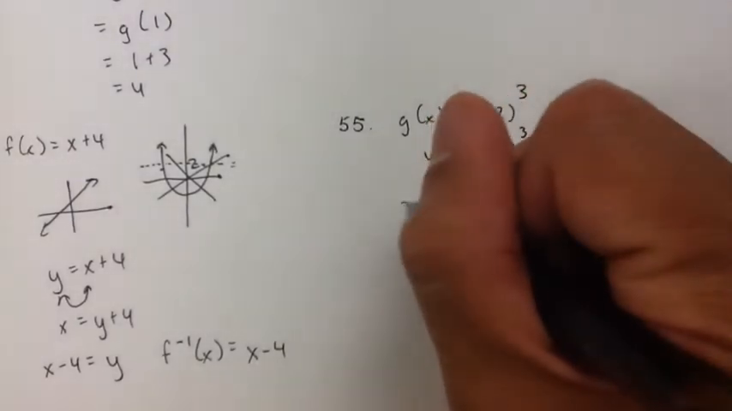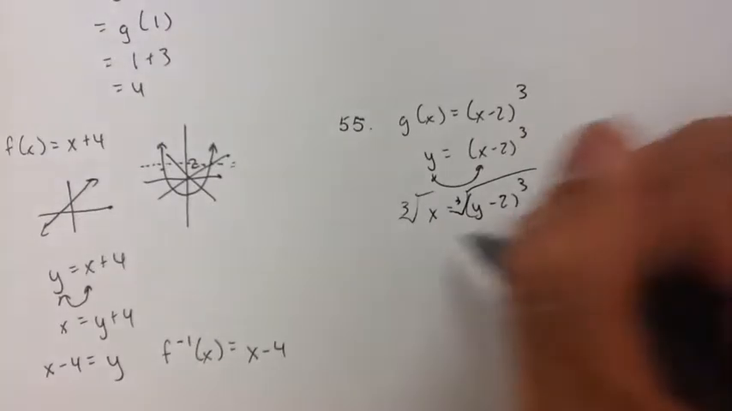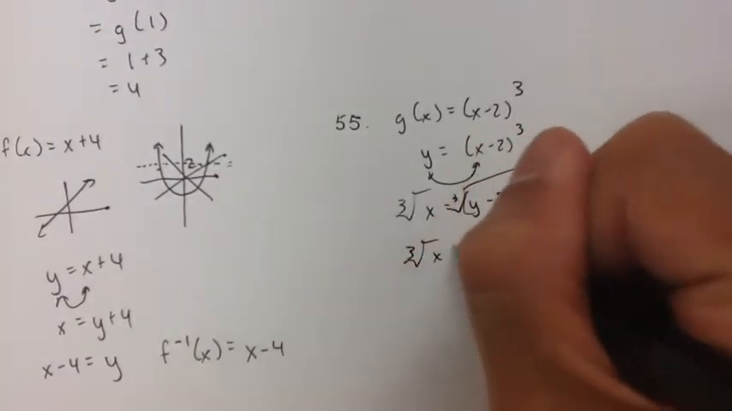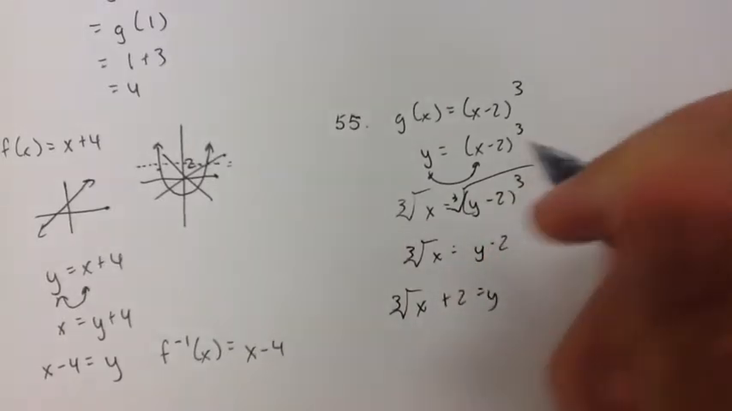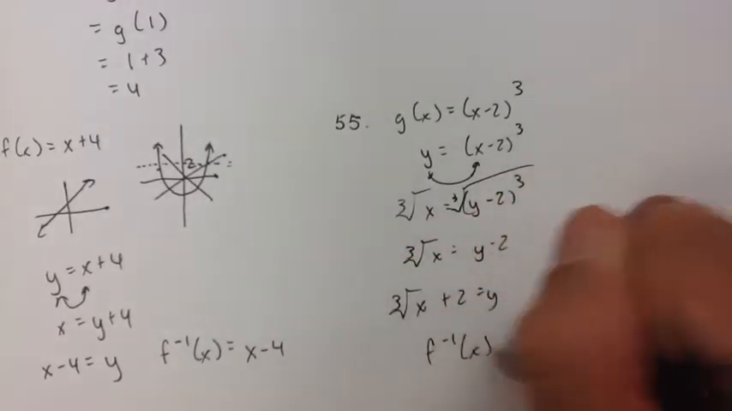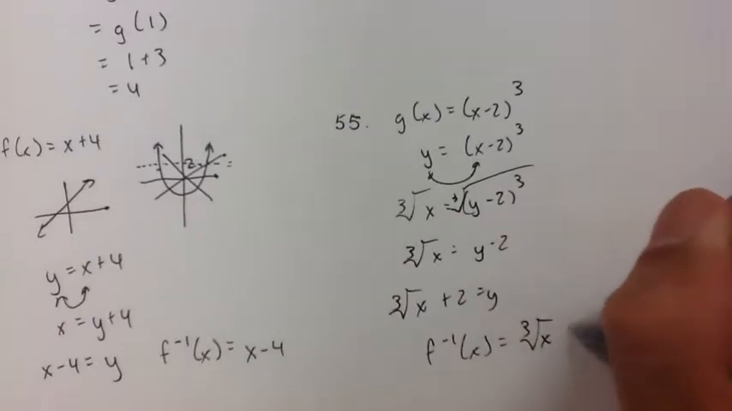So to solve this, I would take the cube root of both sides. So this is now the cube root of x equals y minus 2. Solve for y, so that's the cube root of x plus 2 equals y. And that is the inverse of my function.